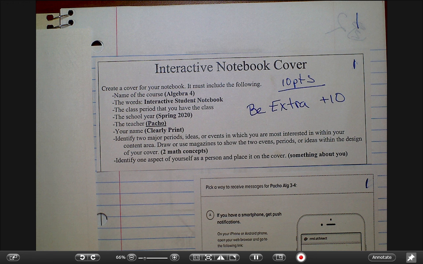Okay, Algebra 4. We're doing this because there's going to be a bunch of people coming in this classroom later on. They need to know how to set up the notebook, and that's what we're doing today. I'm hoping I do not need to remind you about basic expectations.